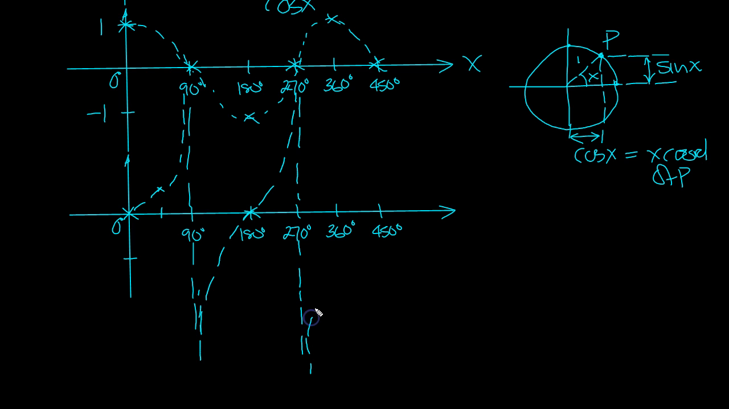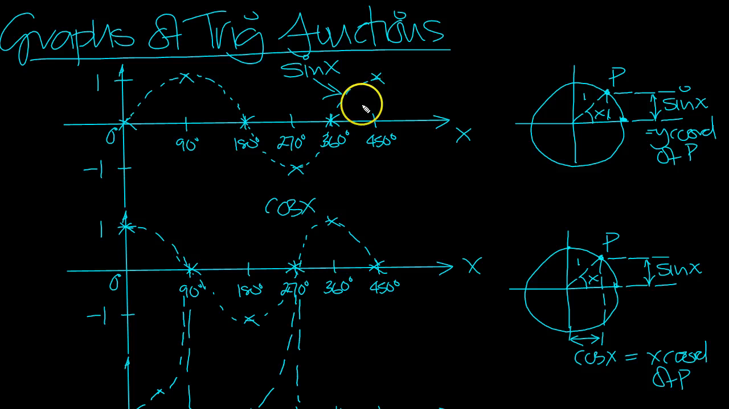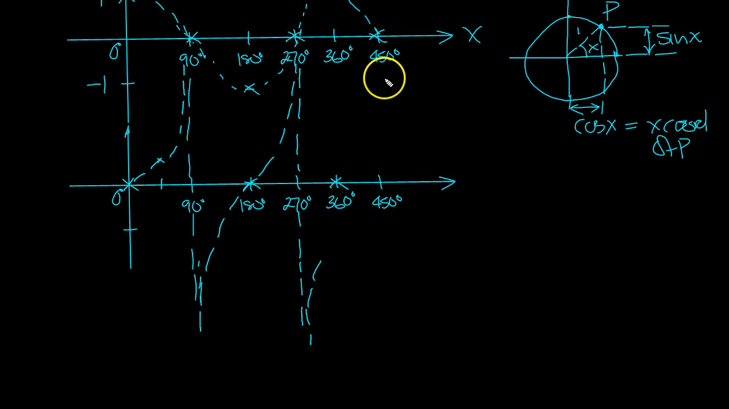And at 360, I reckon there'll be 0 there. Sine over cosine at 360 is 0 over 1, which is 0. So that's the curve. You can try and sketch it if you want, and look at more points.